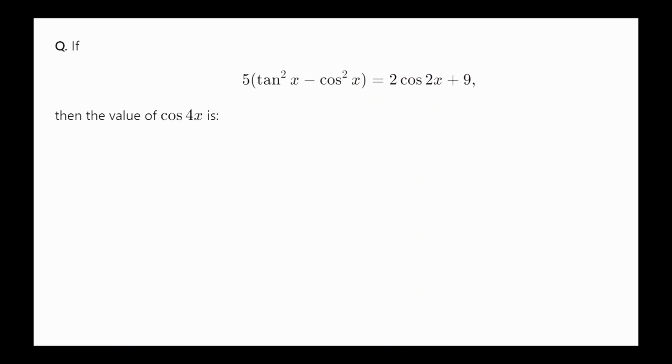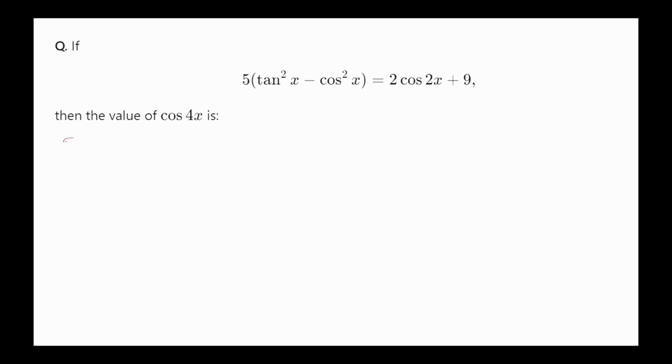Let's look at this question, which again uses our concepts of half angle and double angle formulas. So 5 tan square x minus cos square x is equal to 2 cos 2x plus 9. So here, first and foremost, the most important thing that we can see is that we have cos x, we have tan x, and they are in their half angle formulas, so they can be converted into their cos 2x format. Once I have all these trigonometric functions in my equation with the same angle, which is my 2x, then I can solve it very easily.